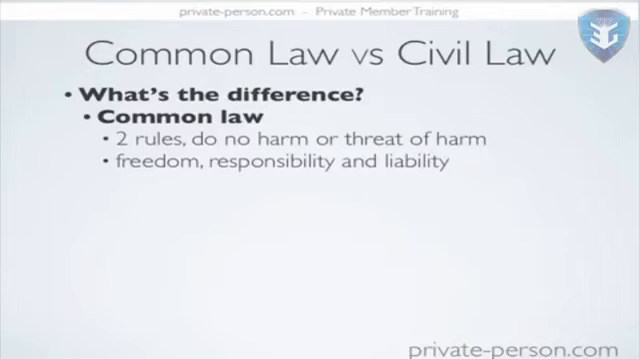You have the freedom to do anything you want, but you also have to accept the responsibility for your actions, and you also have to accept the liability for them. And we are definitely not trained that we have freedom, and we're definitely not trained to take responsibility, and we're definitely not trained to take liability. Therefore, we're effectively trained to not live in a common law mindset or by action.